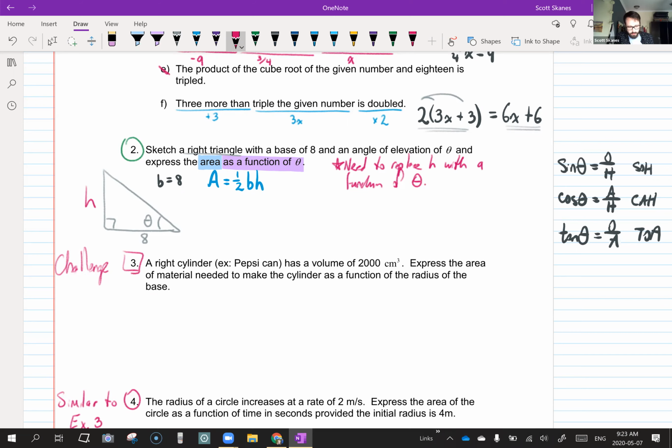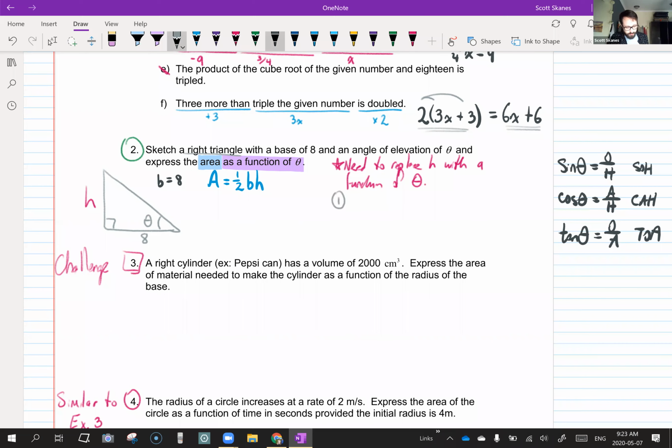Cos has the adjacent side, which is 8, and the hypotenuse, which we do not know. We don't know the hypotenuse. So in order to figure this out in terms of h, we need to use one of the functions that does not have the hypotenuse in it, which actually is tan. That's because everything else has extra stuff. Everything else has a hypotenuse. We can't use that.